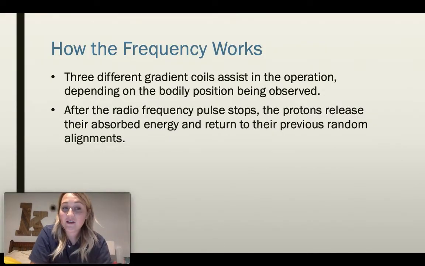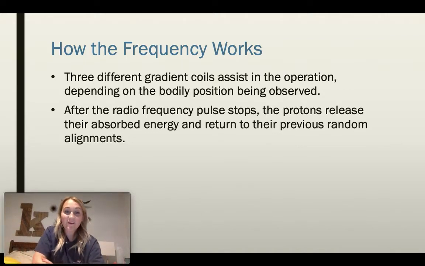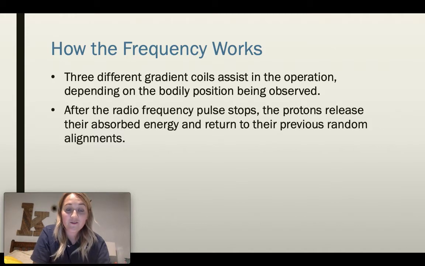How the frequency works continued. Three different gradient coils assist in the operation, depending on the bodily position being observed. The coils are arranged in such a way that when they are turned off and on rapidly in a specific manner, the magnetic field is altered to view a specific part of the body.